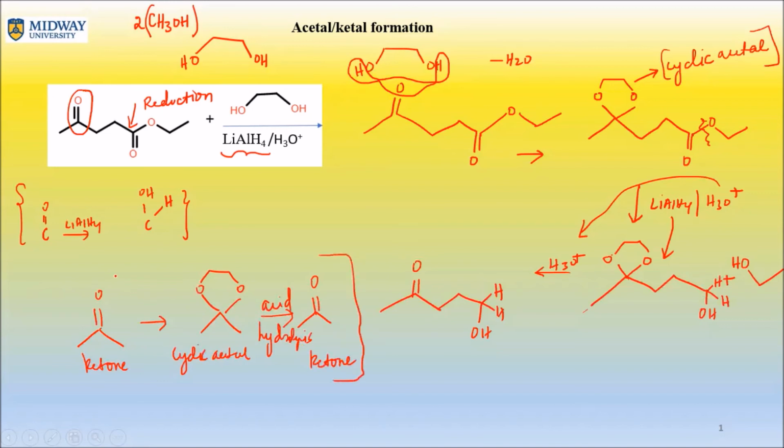We have not disturbed the molecule in the end. We only took care of the portion we want to reduce. We just sealed the one end and then released the lock back again. So whenever a ketone goes through a cyclic acetal with acid hydrolysis like H3O plus, you can actually generate the ketone back. Okay, it's very important. Remember that.